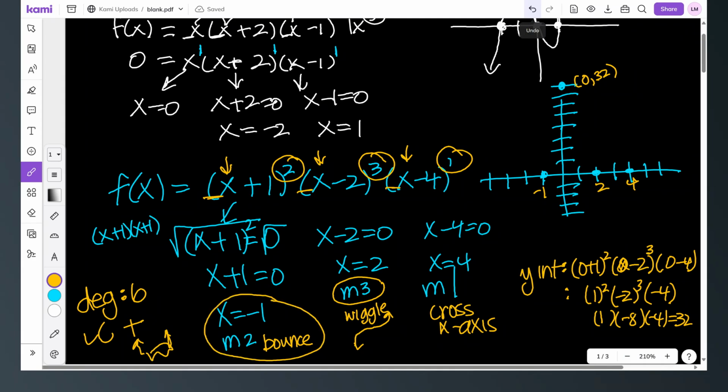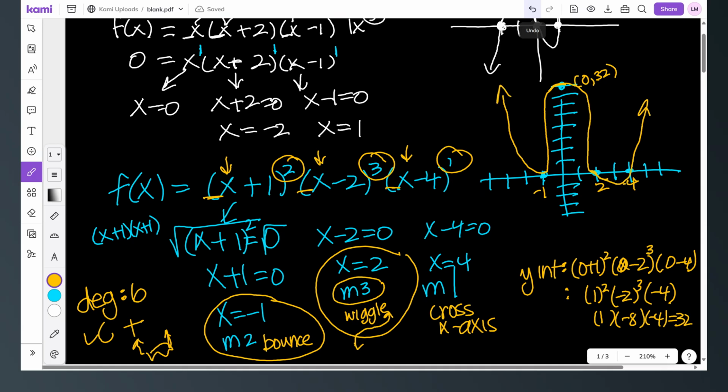So let's do that first. So we're going to start high and bounce at -1. Then we're going to come up to this y-intercept. And then at 2, we're going to wiggle through. And then at 4, we're going to cross through. Yeah, my wiggle doesn't look that great. There we go.